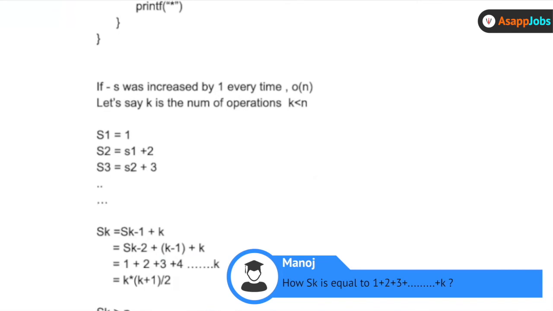So if I say this runs for k times, the kth time the value of s will be sk, and that will be equal to the previous value, which is sk minus 1 plus k. Now I'm trying to break these values. sk minus 1 can be broken to sk minus 2 plus k minus 1. Then I can further break sk minus 2 to sk minus 3 plus k minus 2. If we keep on breaking it, it will reach s1, and that value will be 1. I'm just expanding that to 1 plus 2 plus 3 plus 4 up to k, which is equal to k into k plus 1 by 2. Makes sense? Perfect.